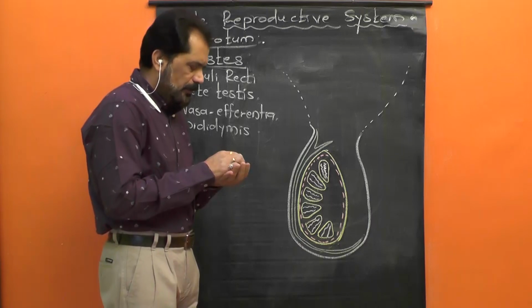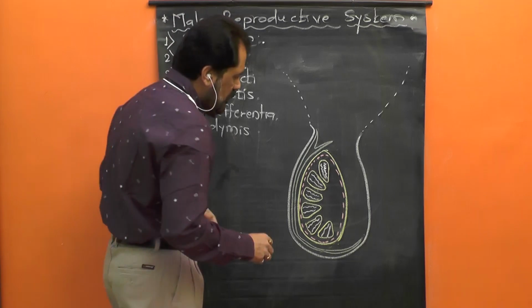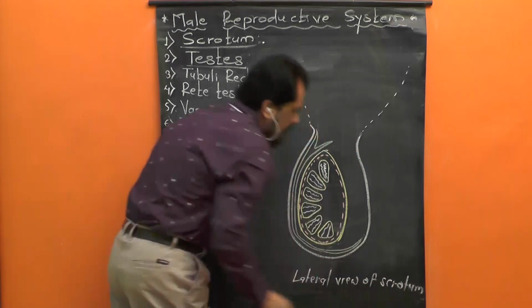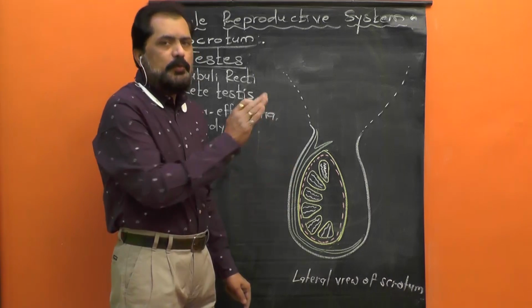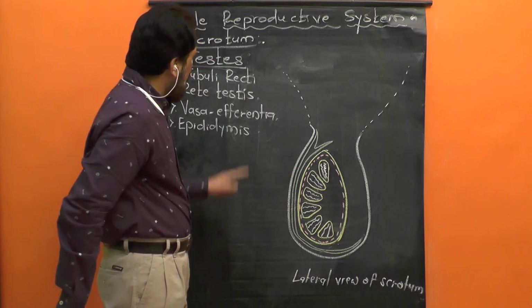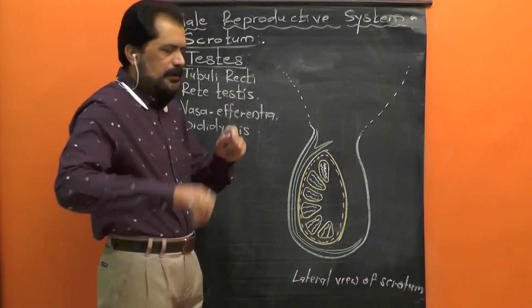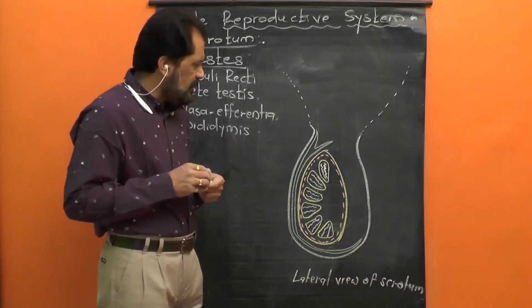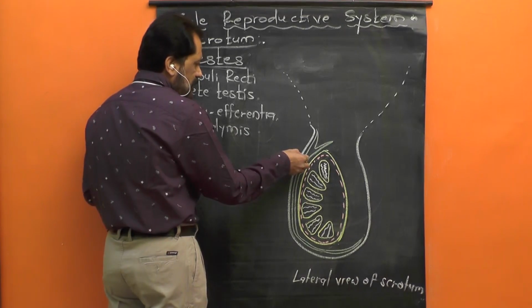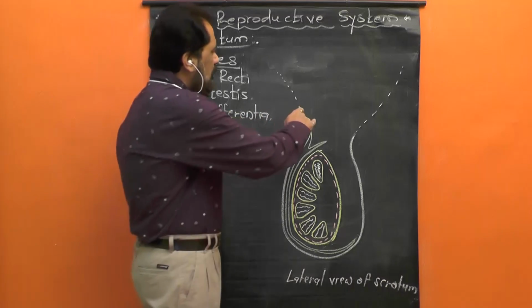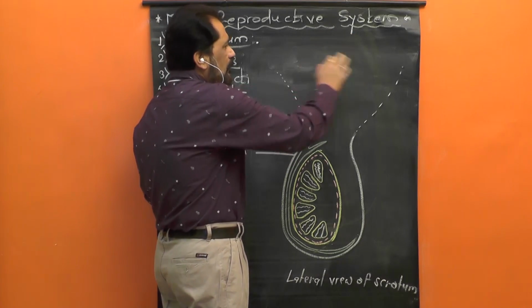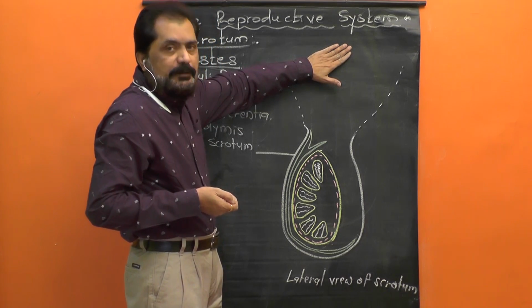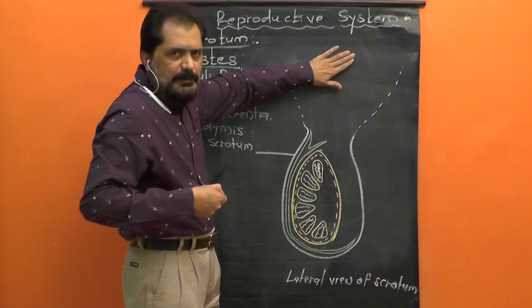Here I have drawn the lateral view of scrotum. It means here I have shown a side view of scrotum enclosing testes and all these other structures. Let me explain you properly. Few minutes before we have seen that here is the scrotum. Now here above the scrotum, with the help of dotted lines, this is supposed to be the abdominal cavity.